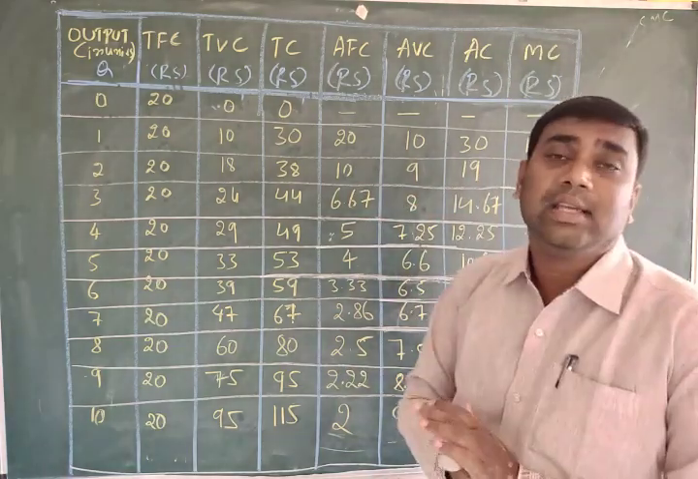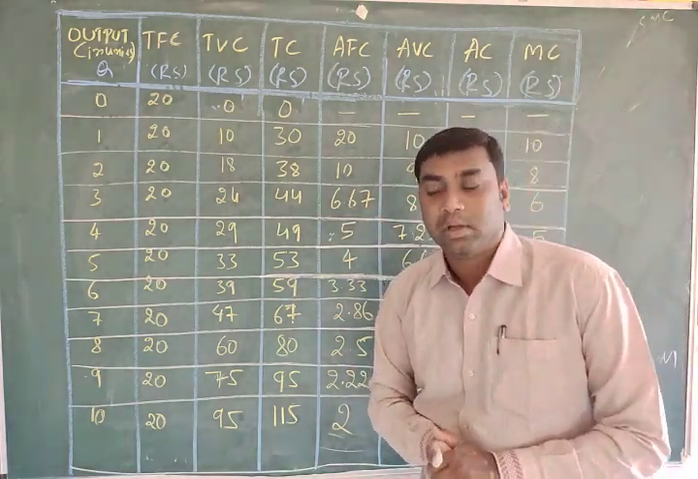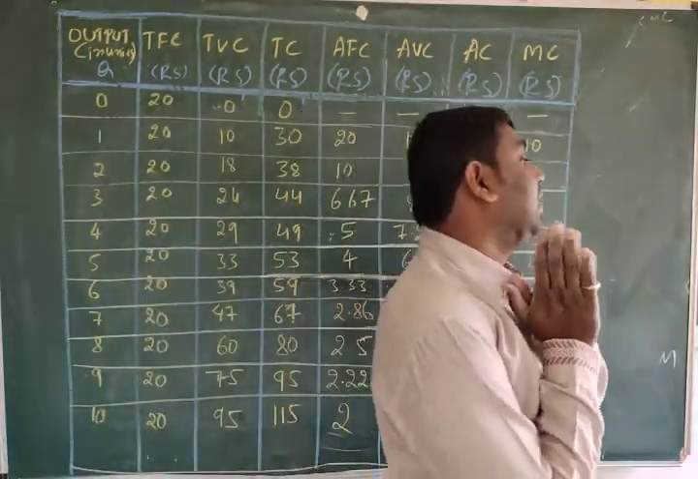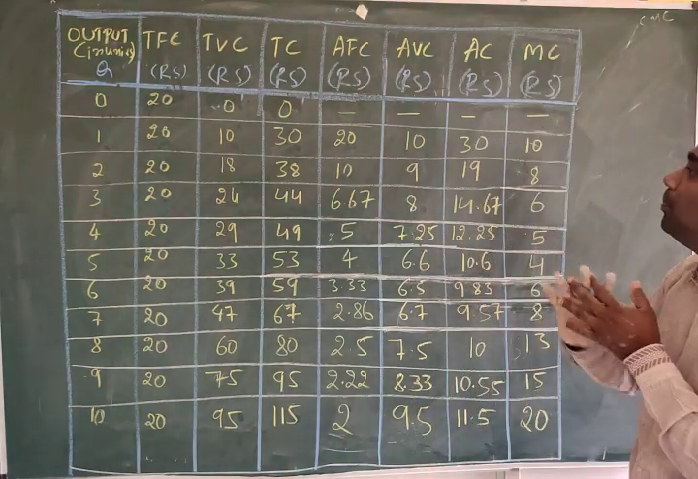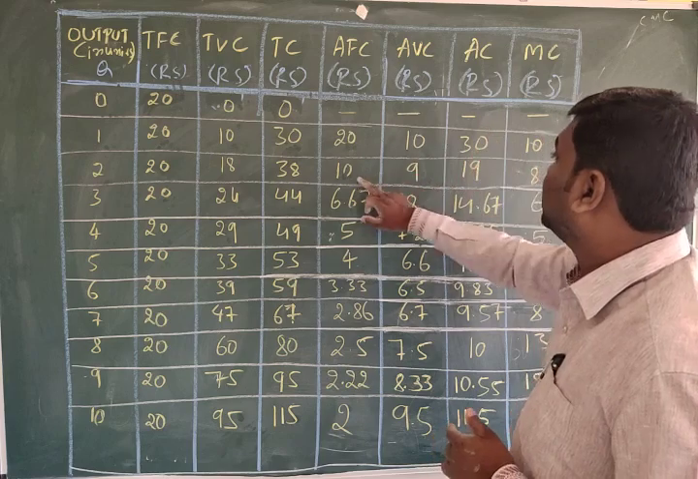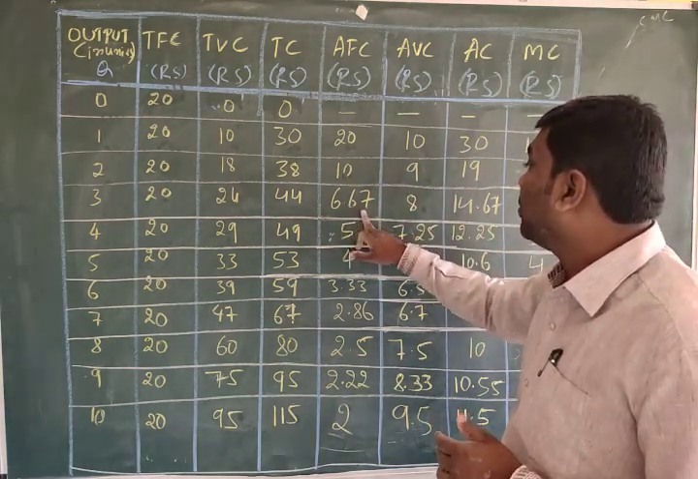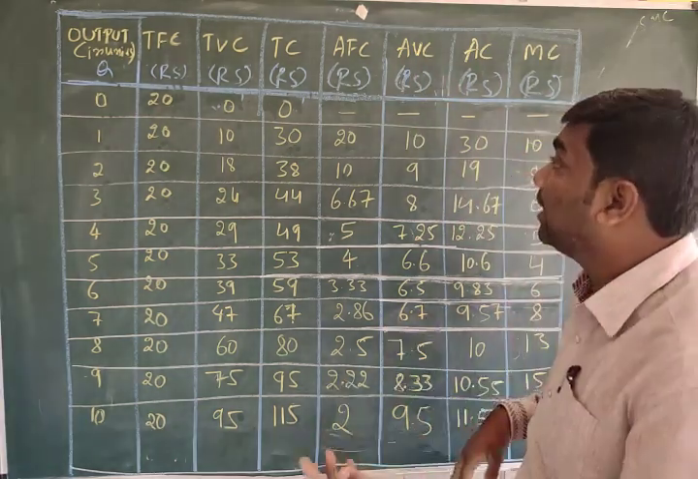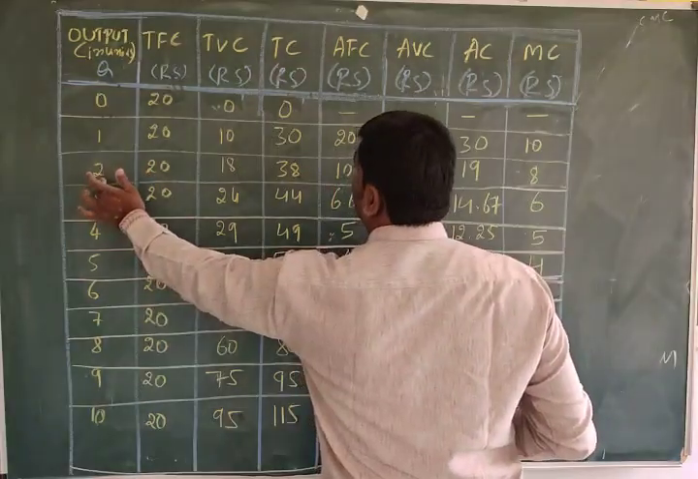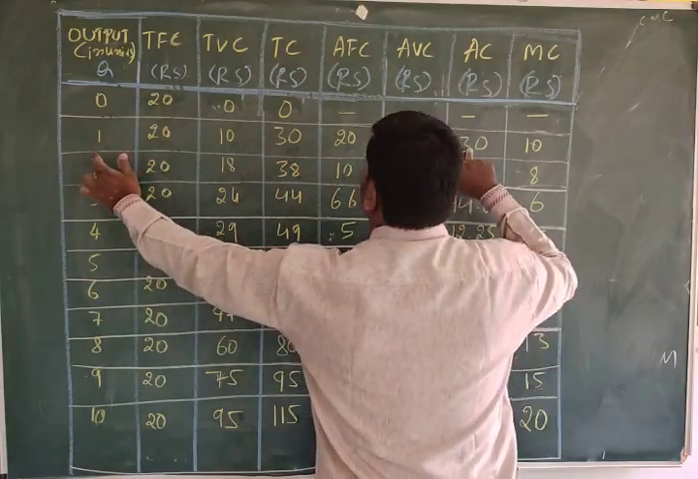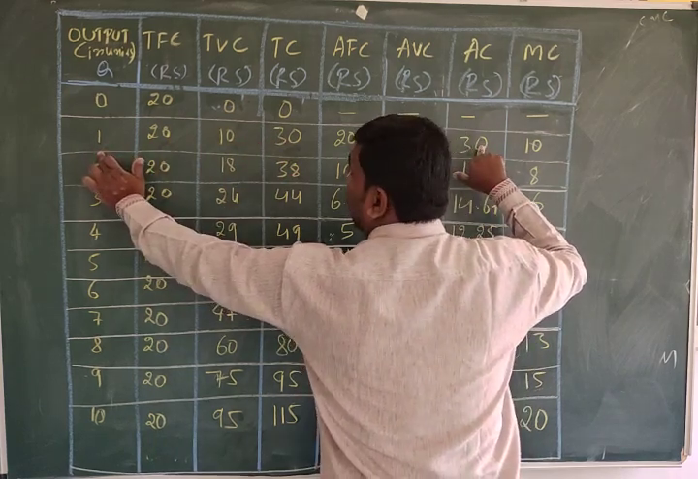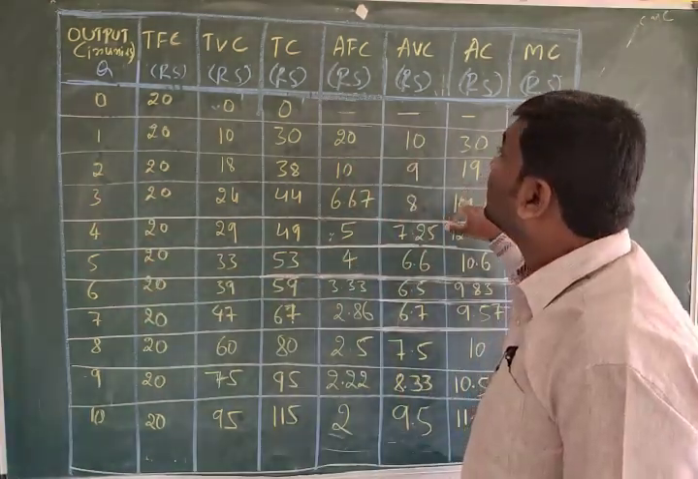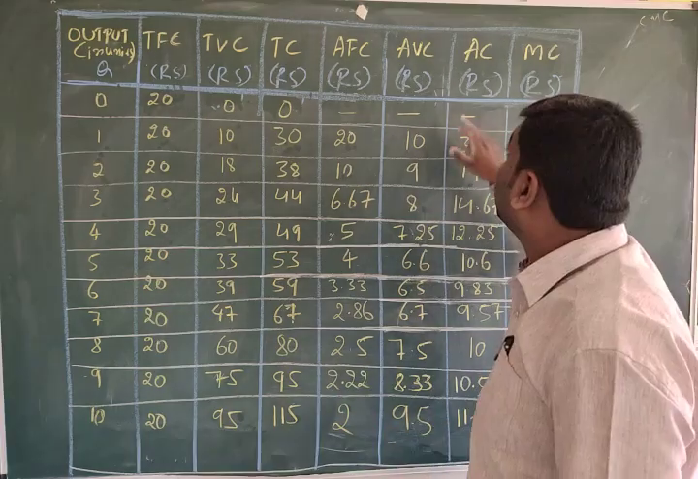Next is AC. AC means the cost of total production. To get AC, average cost, there is a formula, that is AFC plus AVC. See, 20 plus 10, 30. 10 plus 9, 19. 6.67 plus 8, 14.67. AFC plus AVC. Otherwise, you can get TC divided by Q. See, 30 divided by 1, 30 only. 38 divided by 2, that is 19. So TC divided by Q, you will get the AC.